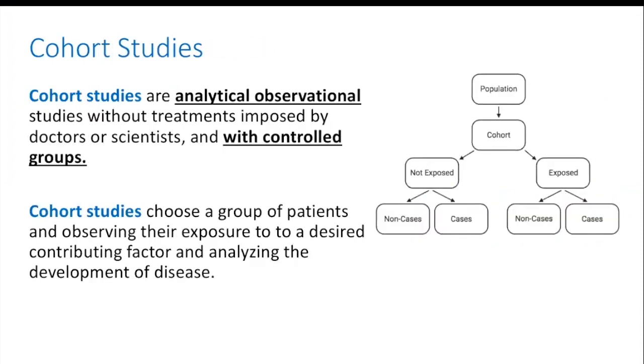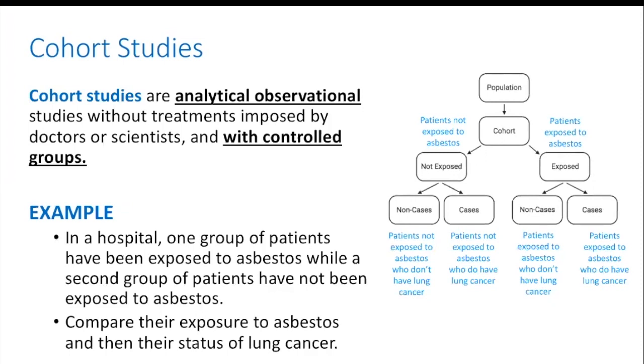Another type of analytical observational study is the cohort study. In cohort studies, researchers choose a group of patients and observe their exposure to a desired contributing factor, and then analyze the development of disease. Let's look at an example. In this study, a small group of the patients in a hospital are chosen.